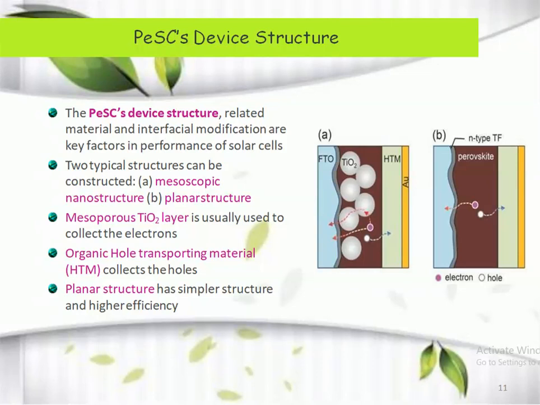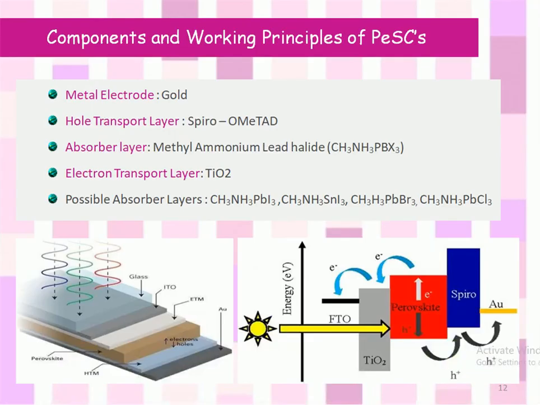Mesoscopic nanostructure, in which a mesoporous titanium dioxide layer is usually used to collect the electrons, is shown in figure A. And the planar structure, with an organic hole transporting material, HTM, which collects holes, has a simpler structure and high efficiency, which is shown in the corresponding structure here.